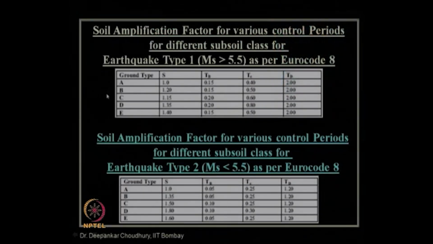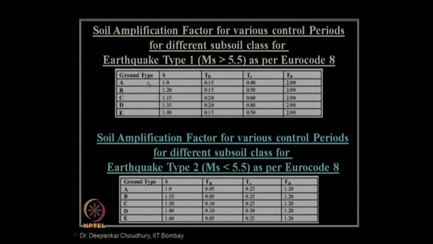Also, if we look at the recommendations for the soil amplification factor for various control periods for different subsoil classes, what are the different subsoil classes? Already we have mentioned A, B, C, D, E, these 5 are major subclasses, and then S1, S2 are the other 2 subclasses. So, in Eurocode 8, they have first classified different types of earthquake. Type 1 earthquake means the earthquake magnitude with respect to surface wave magnitude is greater than 5.5.